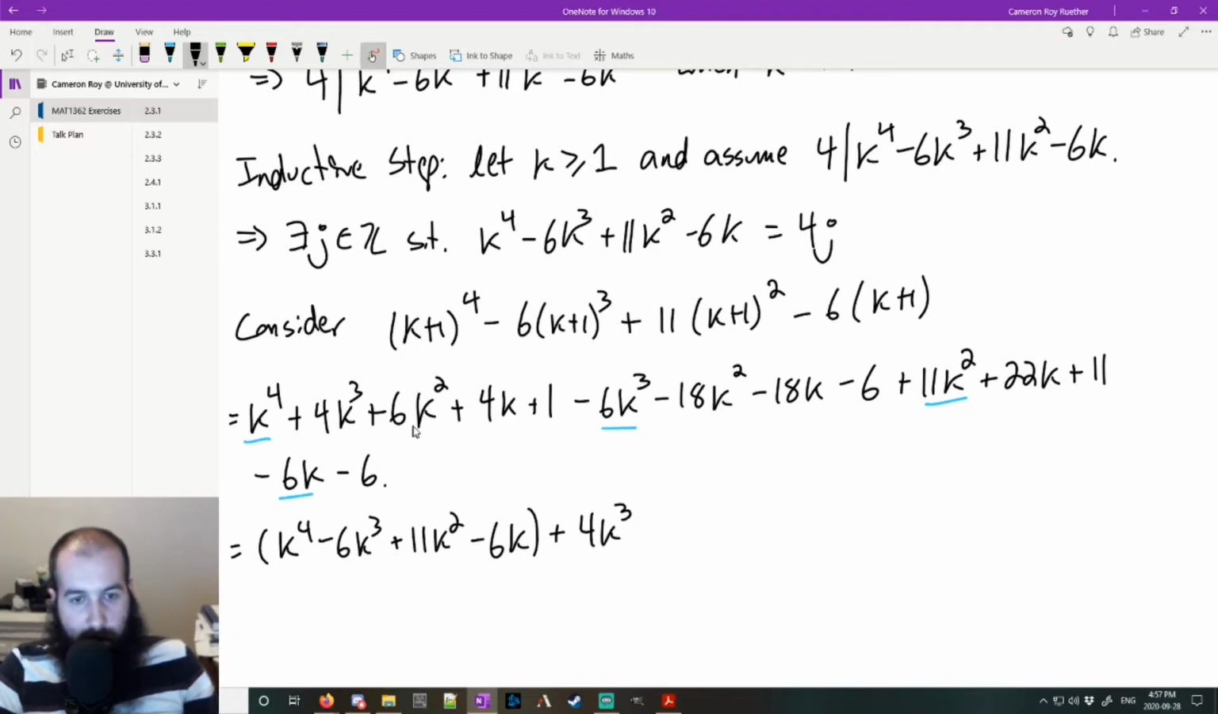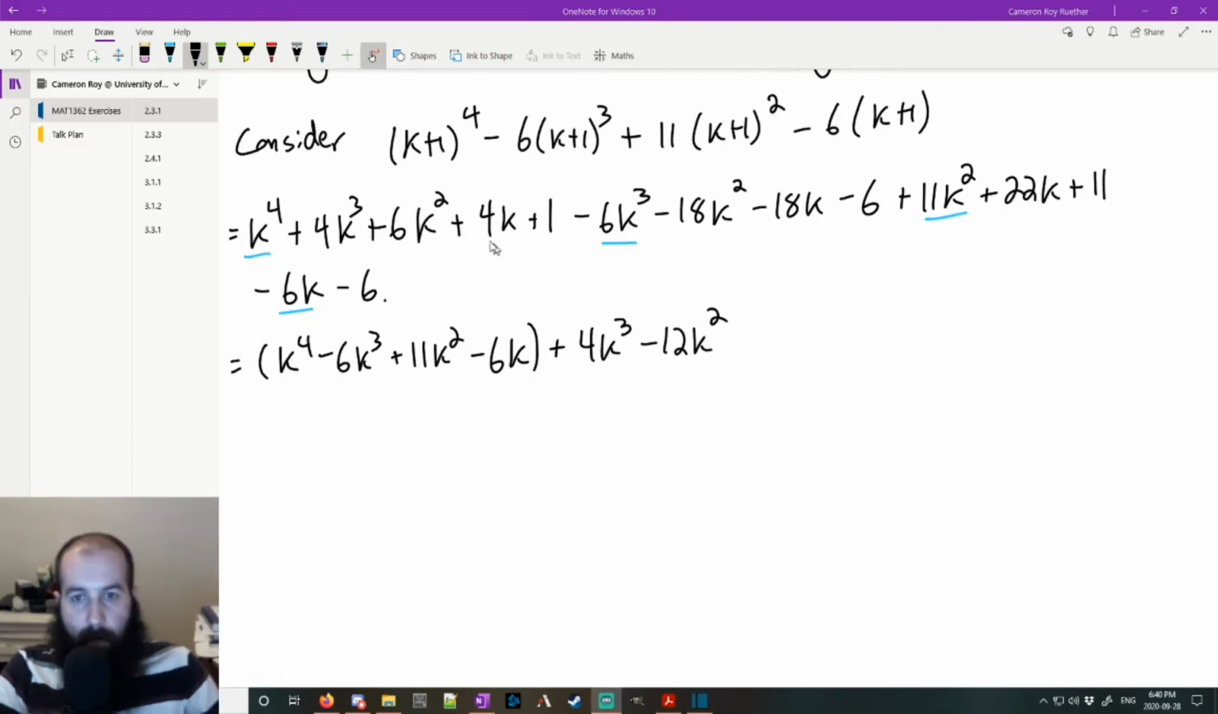Otherwise we get 6 minus 18 is negative 12 k squared. Then we get 4 minus 18 is negative 14, plus 22 is 8. The minus 6 is already used, so 8k. And for constants, we get 1 minus 6 is negative 5, plus 11 is 6, minus 6 is 0. So we just get this.